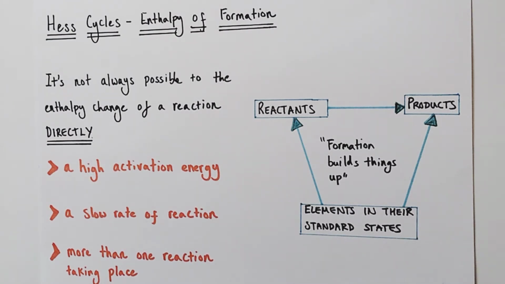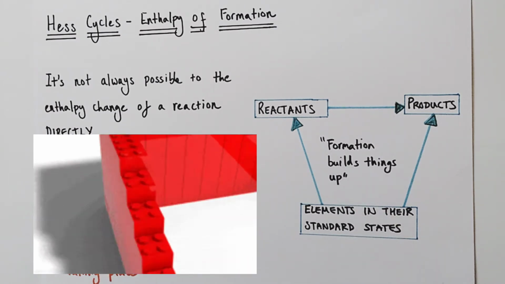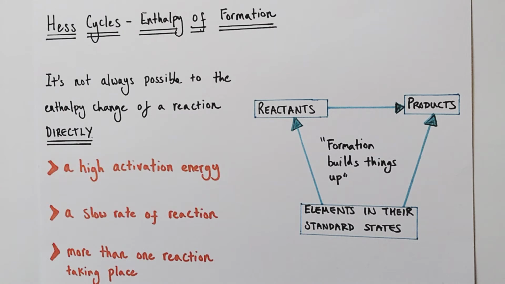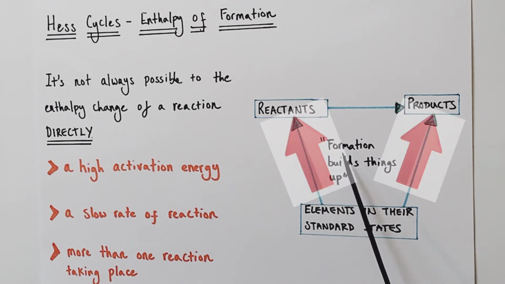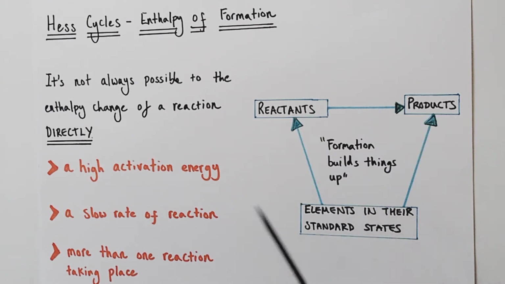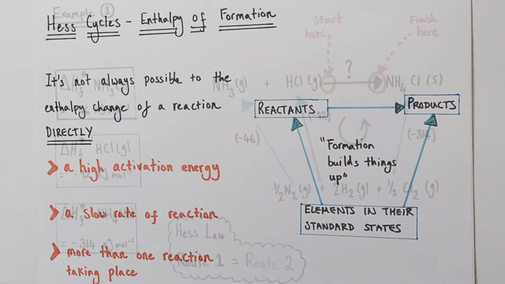And then you complete your cycle by drawing arrows up from the elements in their standard state to the reactants and products present. The key thing to remember here is the arrows go up because formation builds things up. So the direction of arrows is really important when constructing a formation Hess cycle. Make sure the arrows are going up because formation builds things up from their elements in their standard states to the compounds that make up the reactants and the compounds that make up the products.